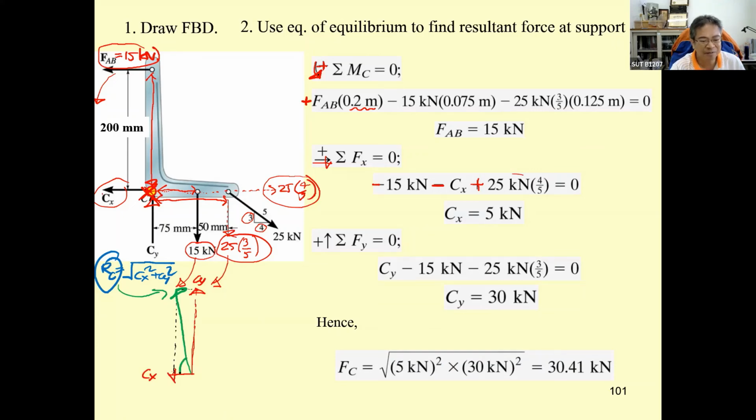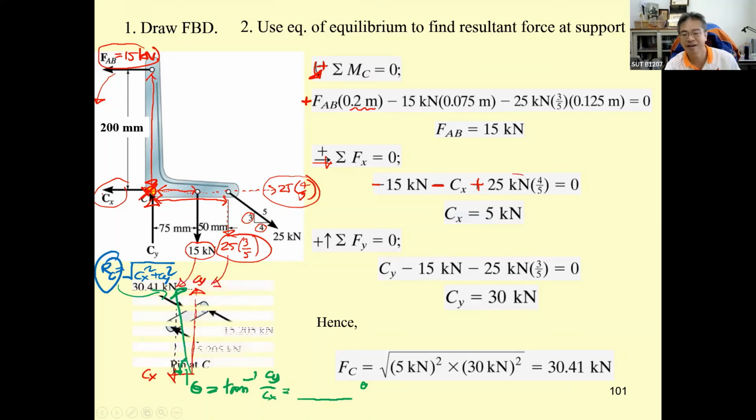And if I ask you about this theta, can you find it? This theta is going to be tan inverse of C sub y divided by C sub x. Let you guys practice on this. What is going to be the angle of the resultant force R sub C? So you got the R sub C to be 30.41 kilonewton at the pin C with the double shear.